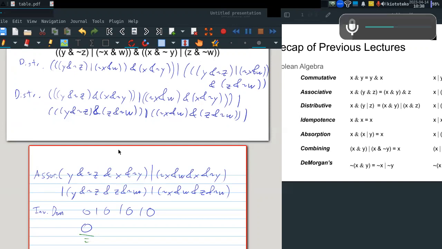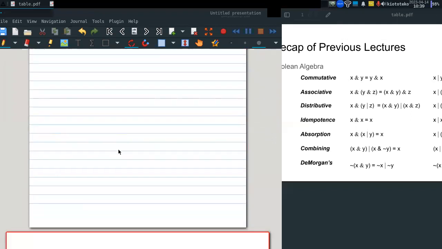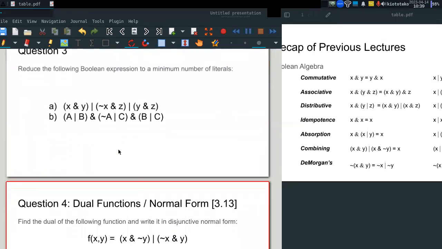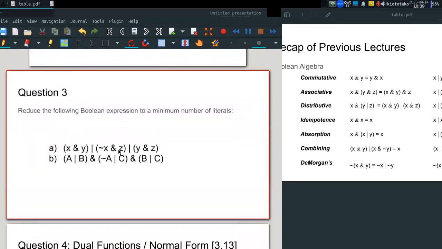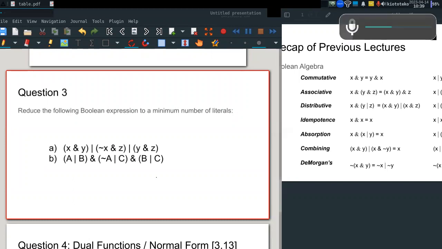Any questions with this? Any step you want me to explain more? All right. Okay, let's try doing A. It tells you to reduce to its minimum number of literals. But it appears it's also already reduced, no? So how can we reduce it even more? Any guess how we can start approaching this function?